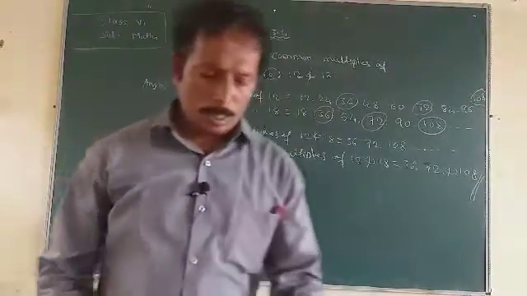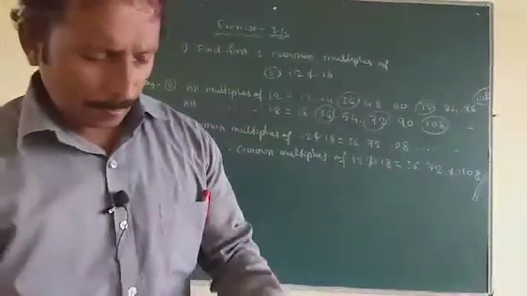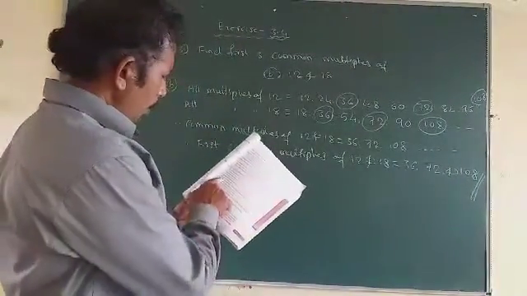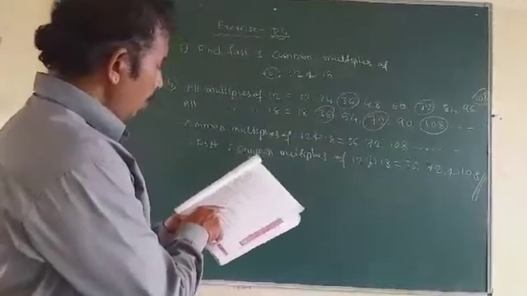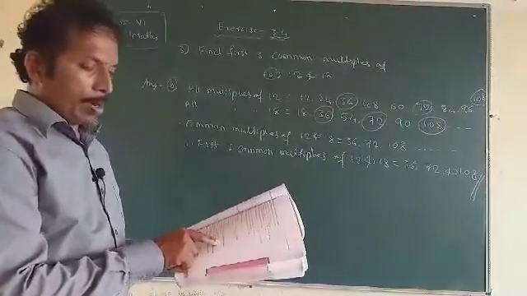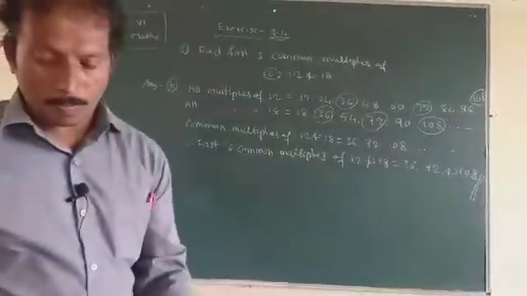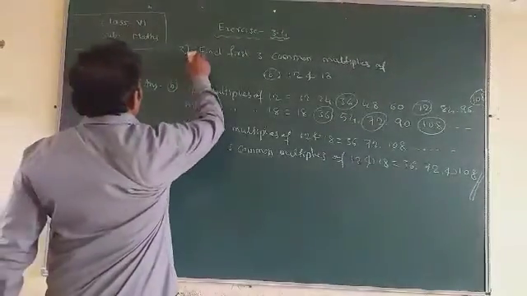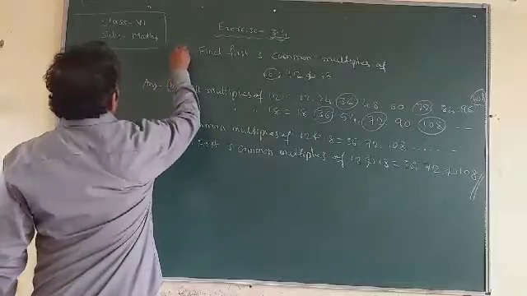Now come to next question. Write all the numbers less than 100 which are common multiples of 3 and 4. Next question. Question number 4.